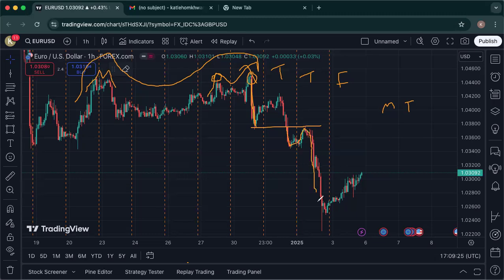So don't you think there's a high possibility that on Monday or Tuesday it might just come back to that area just to test again before going down? Yeah. Possible. Very possible.